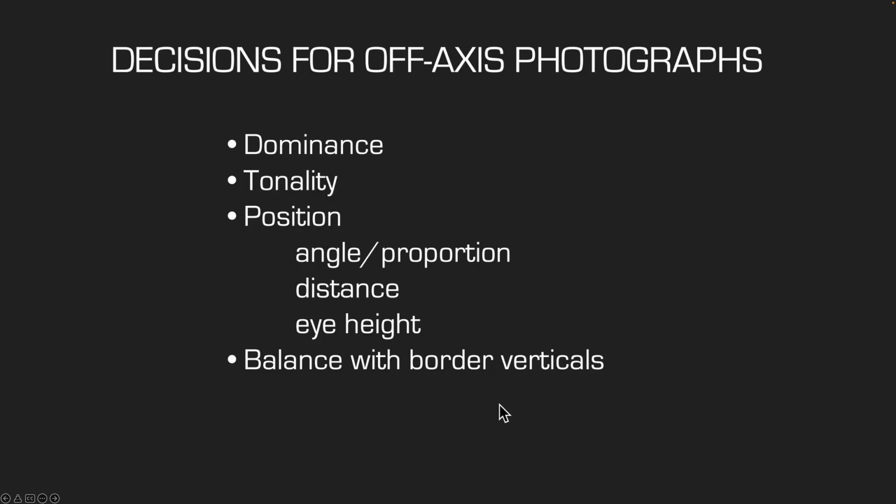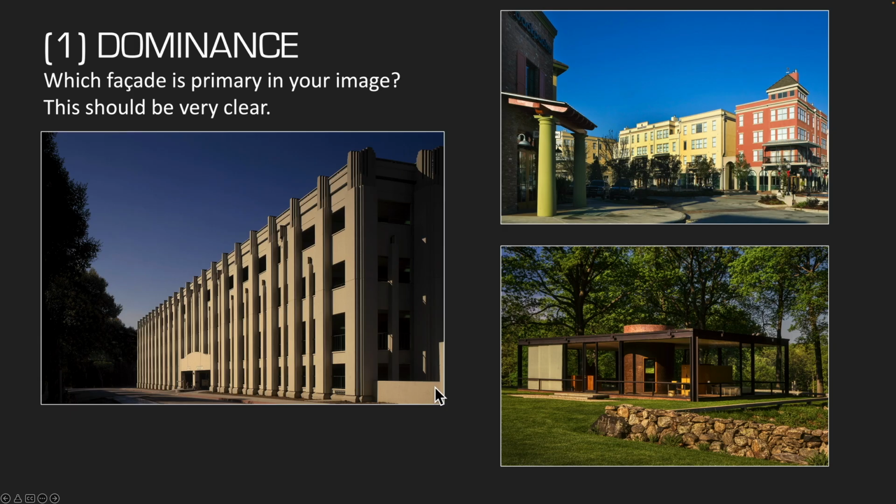So here are the things I think you should think about when you are doing an off-axis shot. I've broken them down into these: dominance, tonality, your position, and balance with border verticals. So let's start with the first one. When you're shooting off-axis, you're looking at more than one facade. Which one is your primary facade? And that needs to be very clear in your image.